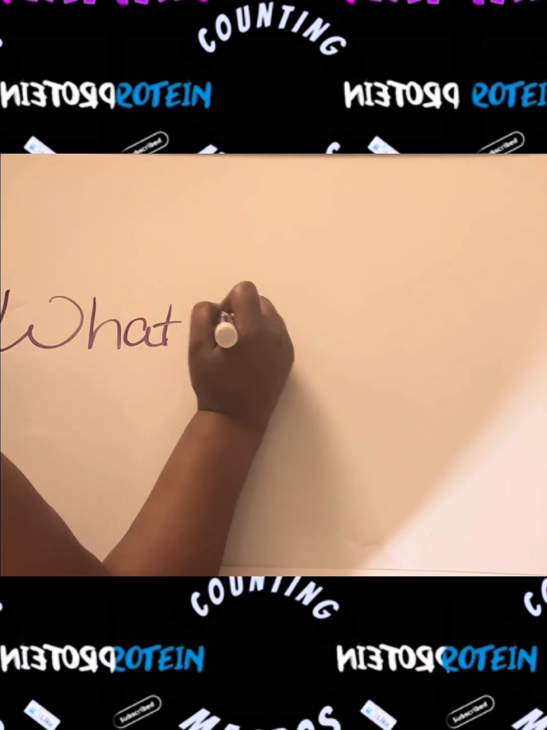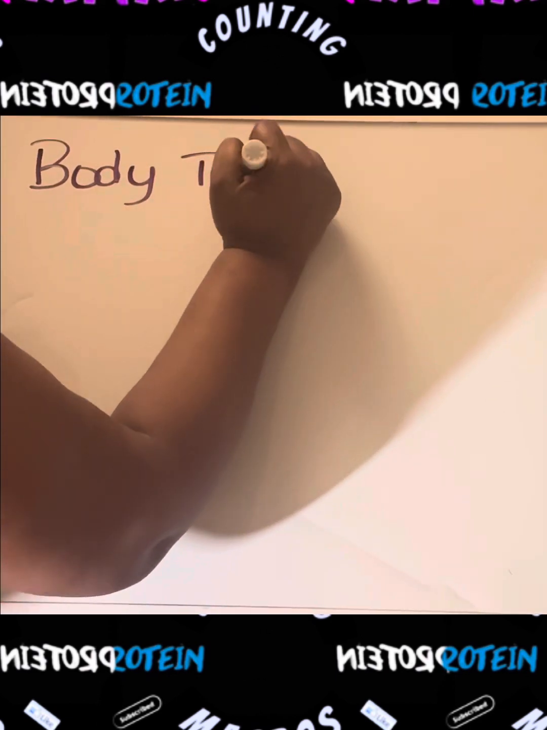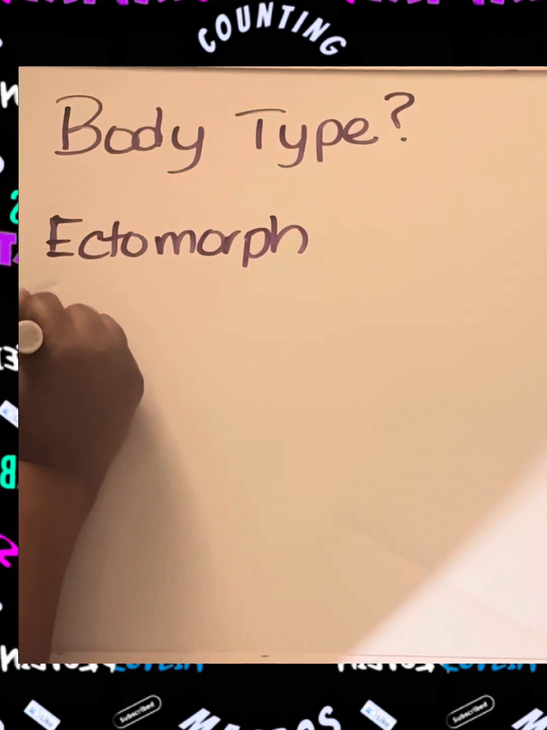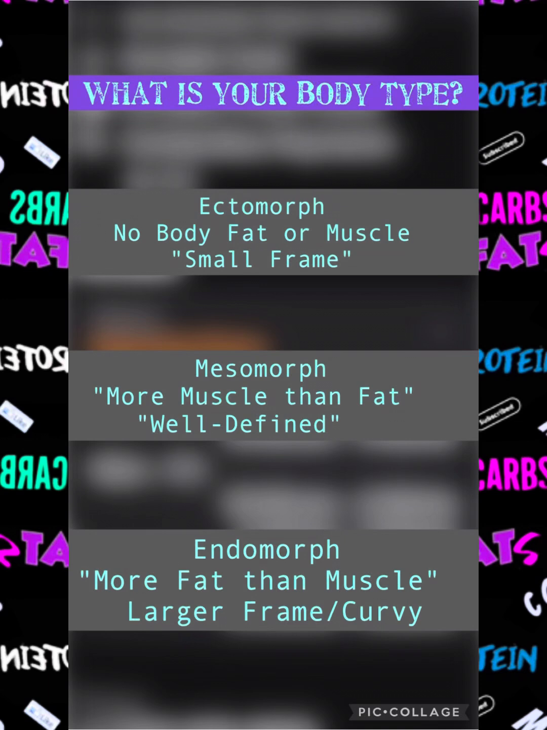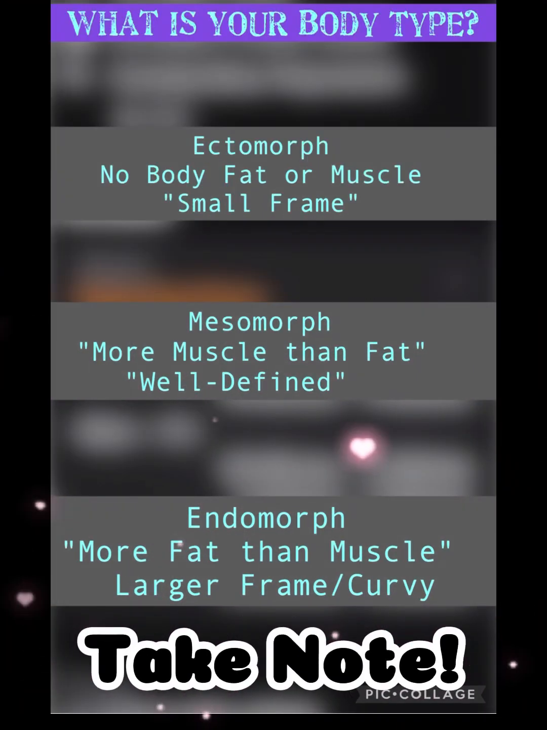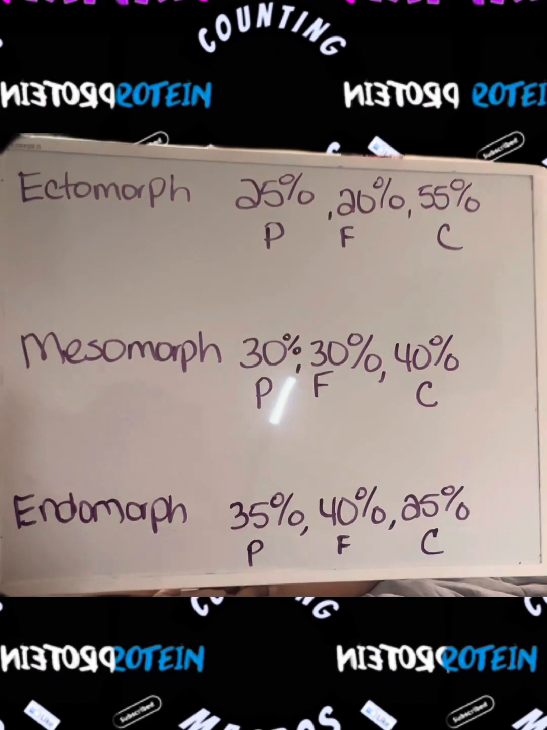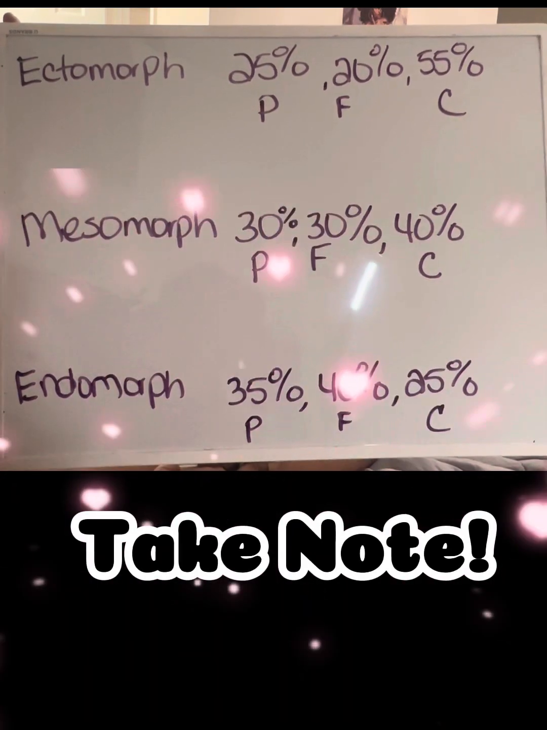Before we dive fully into the numbers, let's determine your body type. Are you an ectomorph, mesomorph, or an endomorph? An ectomorph has more of a small body frame with no fat or muscle. Now, a mesomorph means you have more of an athletic body with a medium frame and well-defined muscles, with more muscle than fat. Now, lastly, there's endomorph. This means that you have more of a shapely figure, curvy-like build, with more body fat than muscle. More of a larger frame. Your percentages that you would take into consideration will depend on your body type.